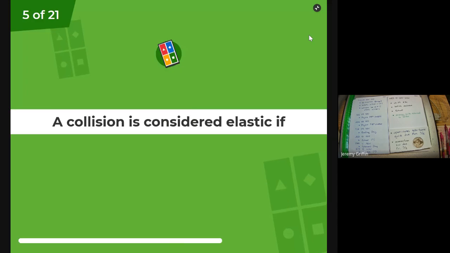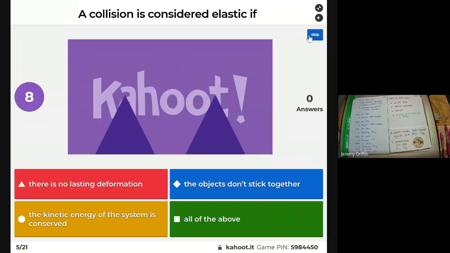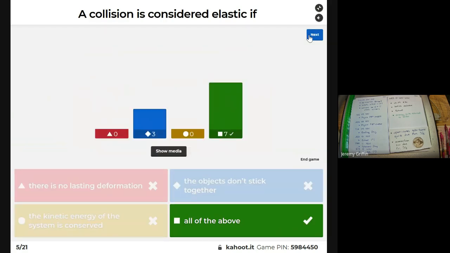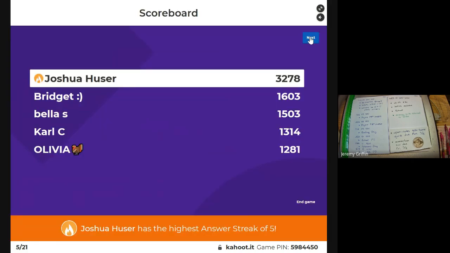A collision is considered elastic if... Yeah, there you go. All the above. Right. So the definition sort of is that the kinetic energy is conserved, but that would imply that none of the energy went into force times distance of deformation. Right. And obviously sticking together would be inelastic, which is the opposite of elastic. So there you go. Elastic, like Newton's cradle.